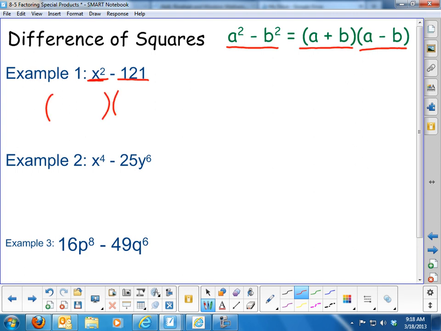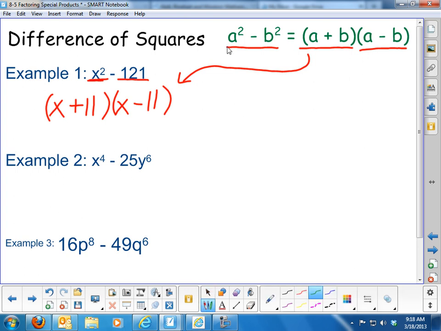Using my formula, again, I can factor this out to be, what's my a term? That's x. One's going to be plus, one's going to be minus, and I know that 121 is 11 times 11. So this factors out to be x plus 11 and x minus 11. Let's try the second example.